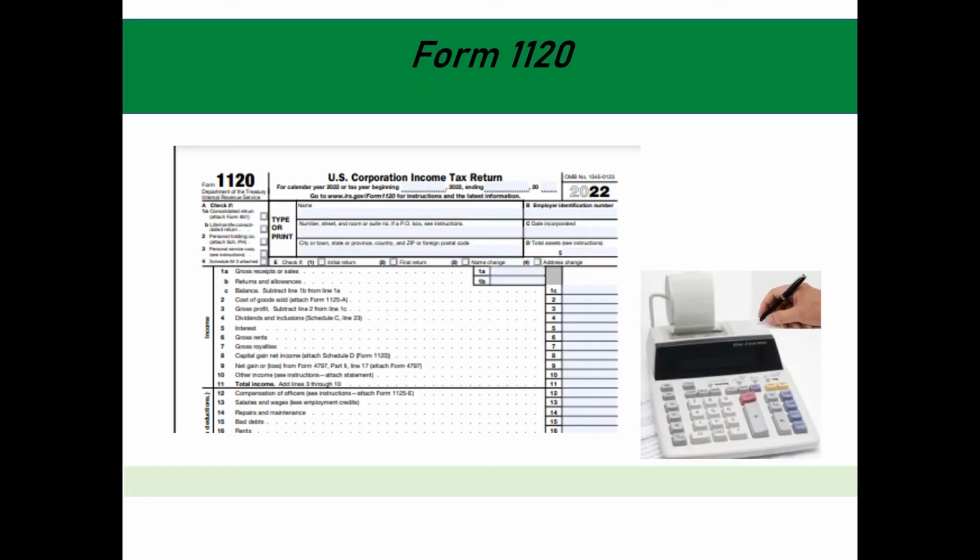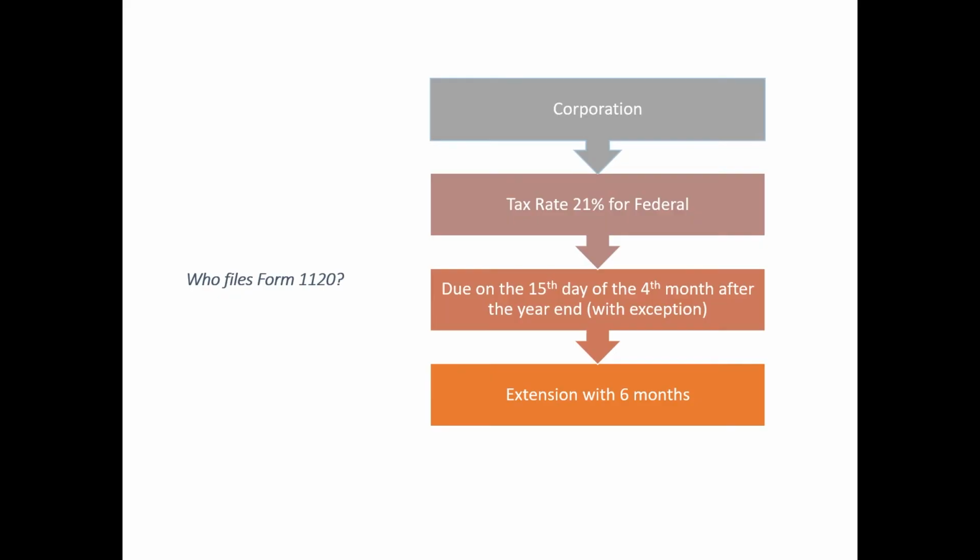Now let's get into it. This is a quick presentation on how to prepare Form 1120. So 1120 is the U.S. corporation income tax return. Who files Form 1120? A C corporation. So a U.S. domestic C corporation is required to file an annual income tax return with the IRS every year.